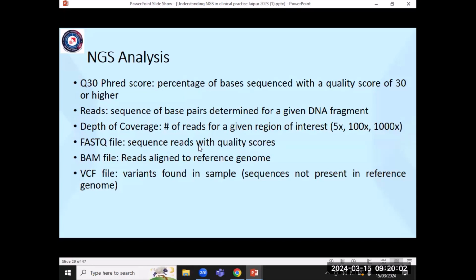Then the FASTQ files: these are the sequencing reads with the quality scores. BAM files are the reads which are aligned to your reference genome. VCF files are the variants which are found in the sample. You must have heard people talking about VCF files, so now you know what exactly this means.